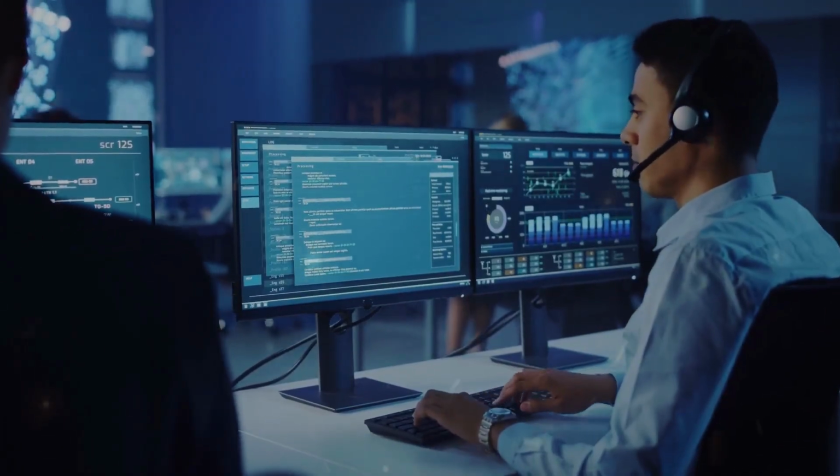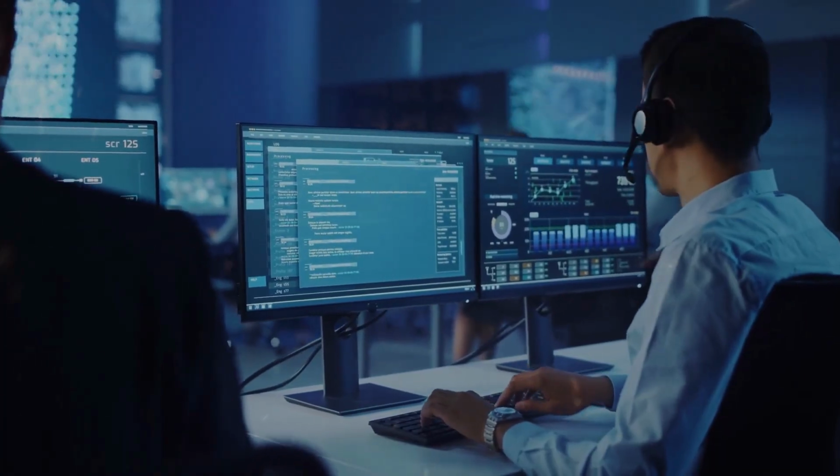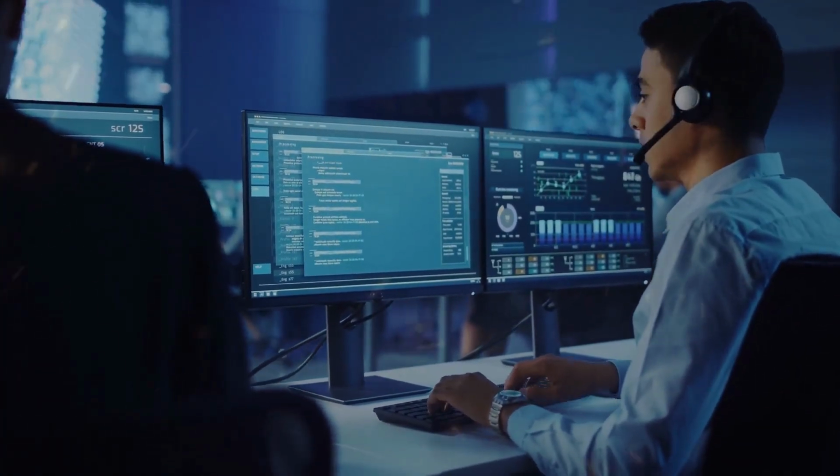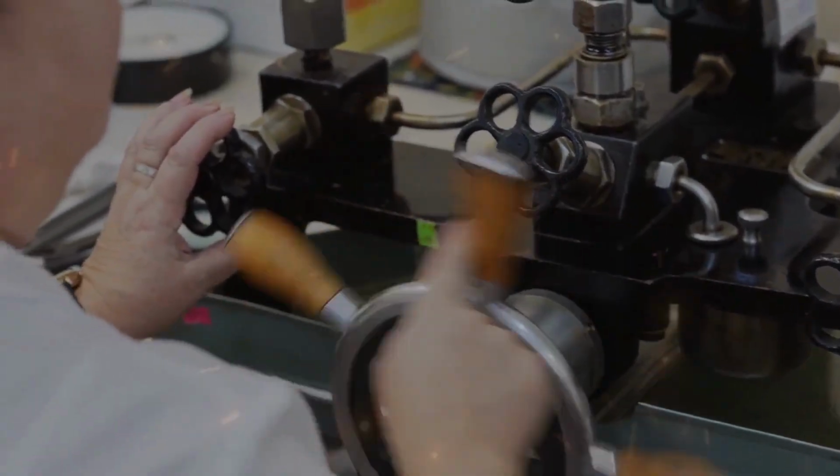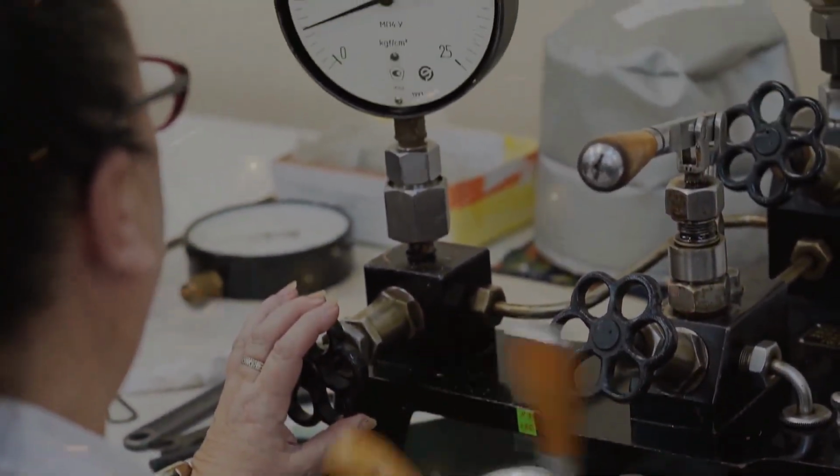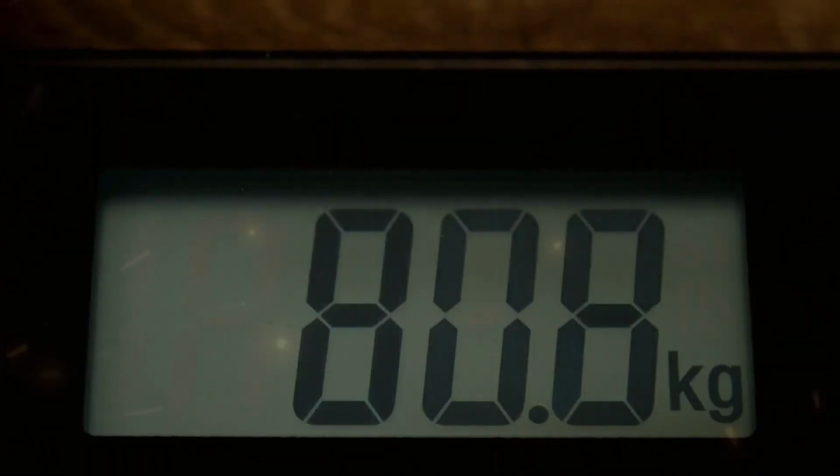One common method of data normalization is min-max scaling. This technique scales the data to a specific range. Usually this range is between 0 and 1. This transformation is like fitting all your data points within a neat little box.